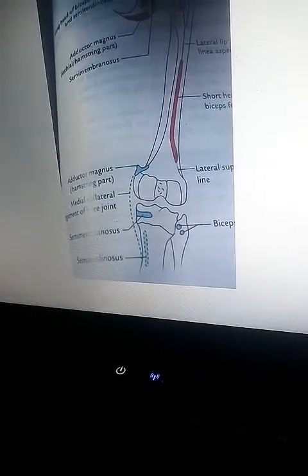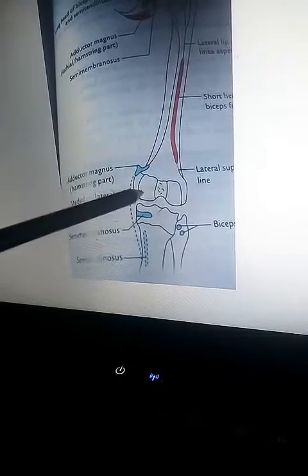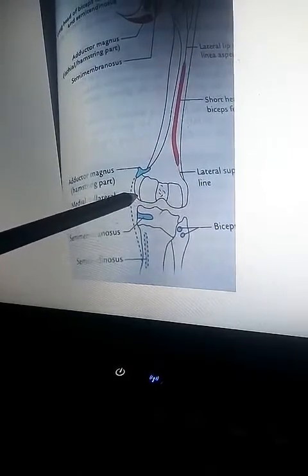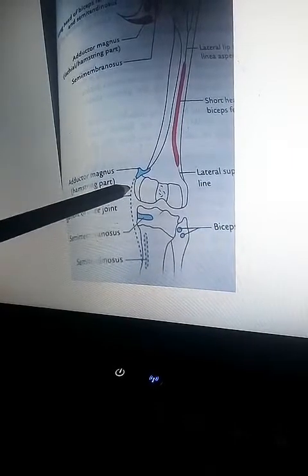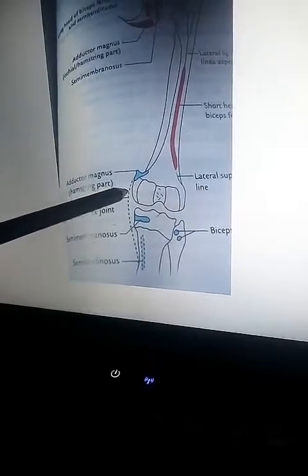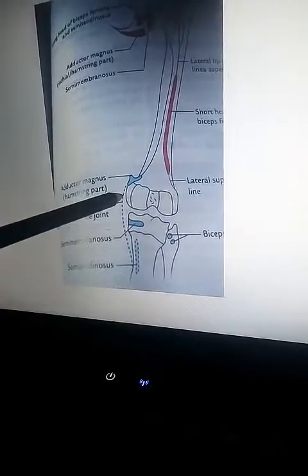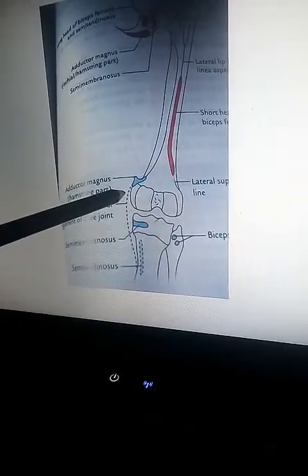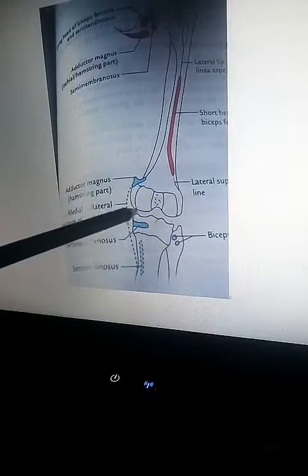Now, the action of hamstring muscles: they are the chief flexors of the knee joint and weak extensors of the hip joint. The hamstring muscles are the hip extensors during walking on flat ground when the gluteus maximus exercises minimal activity.